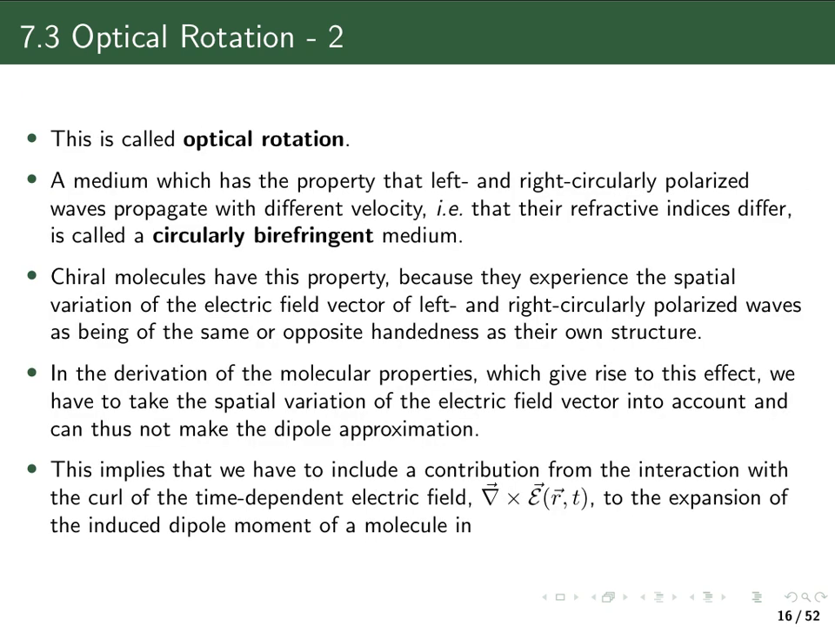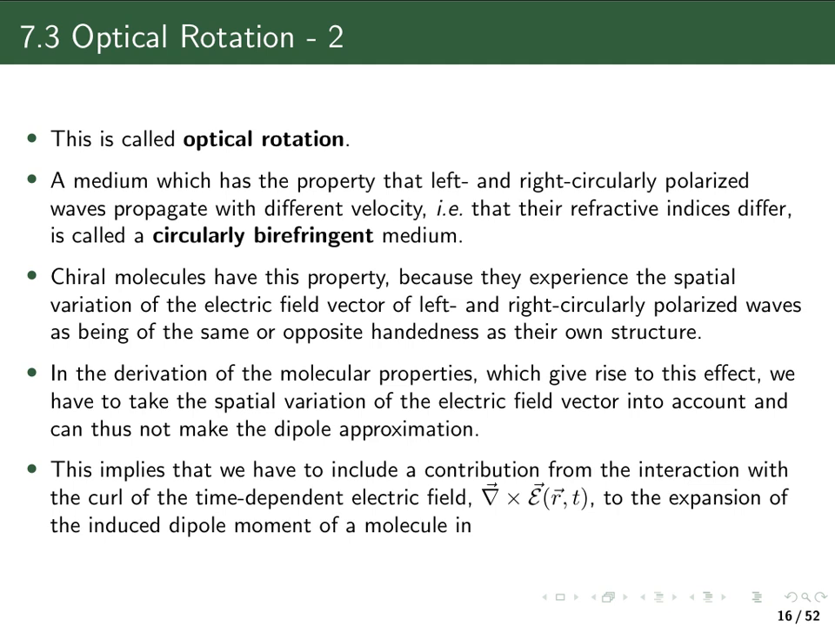A medium for which the refractive indices of left and right circularly polarized waves are different, which means that left and right circularly polarized waves propagate with different velocities, such a medium is called circularly birefringent. Birefringent in general means that the refractive index for two different types of motion through the material is different. And here, if the refractive index of the left and right circularly polarized waves is different, one says circularly birefringent.